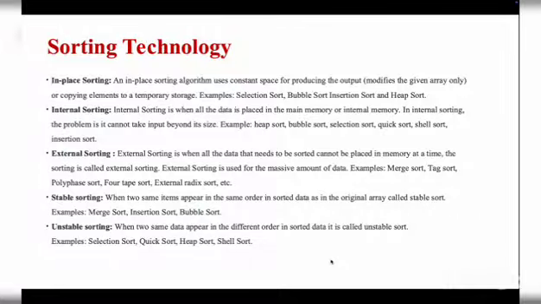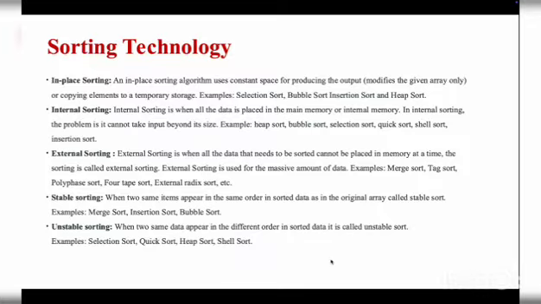An in place sorting algorithm uses constant space for producing the output. For this we can take examples of selection sort, bubble sort, insertion sort, and even heap sort. Next comes internal sorting, in which all the data is placed in the main memory, which we call the internal memory. The problem in internal sorting is that it cannot take input beyond its size. For this we can take examples such as bubble sort, selection sort, quick sort, and even insertion sort.